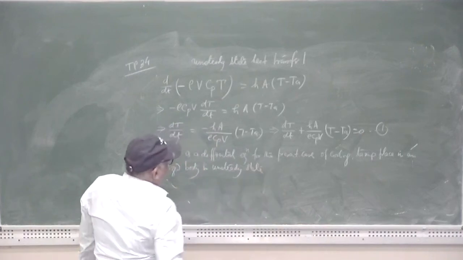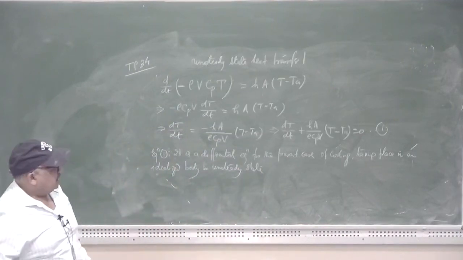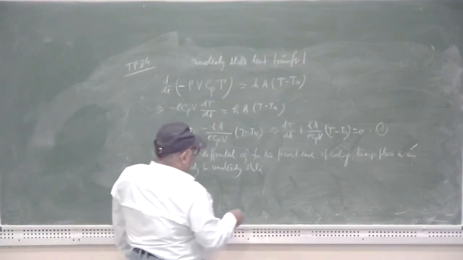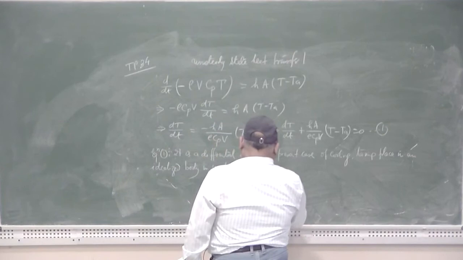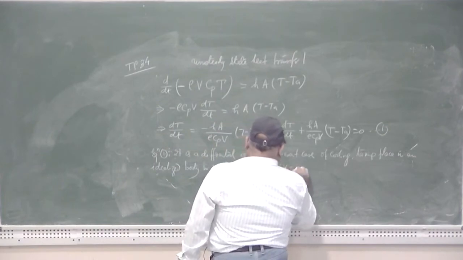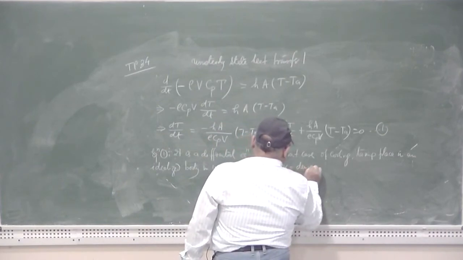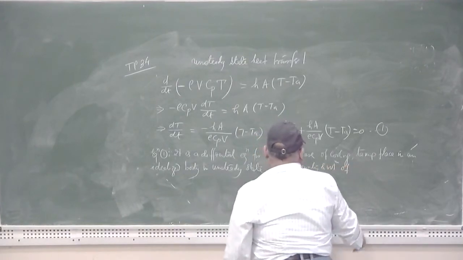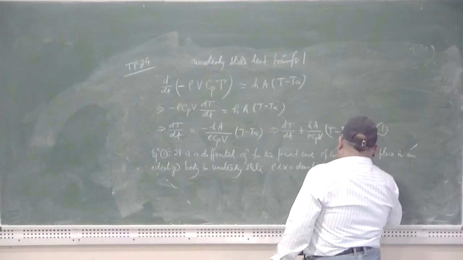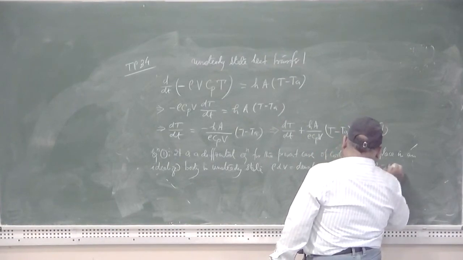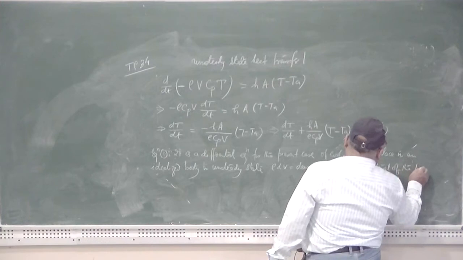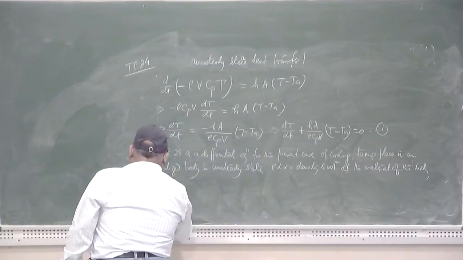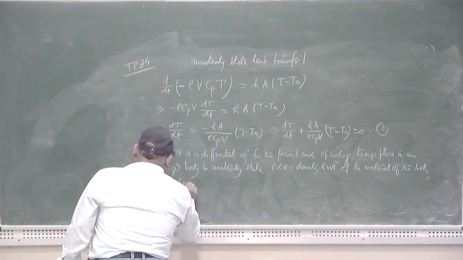So far as the different notations are concerned, as you have gone through earlier, rho and V are the density and volume of the material of the body, and Cp is the specific heat capacity at constant pressure.